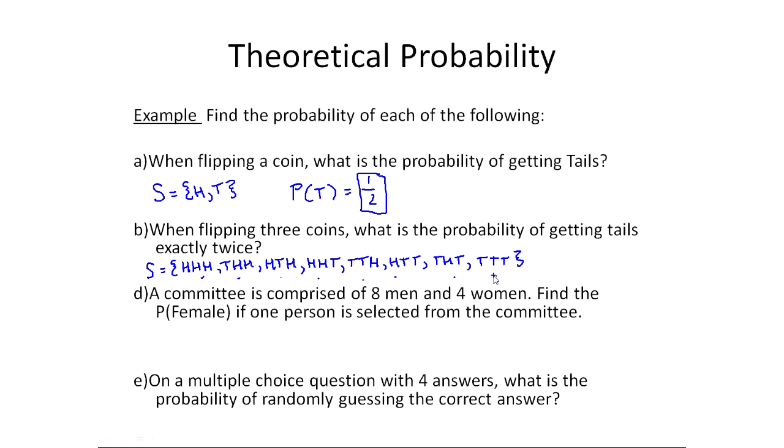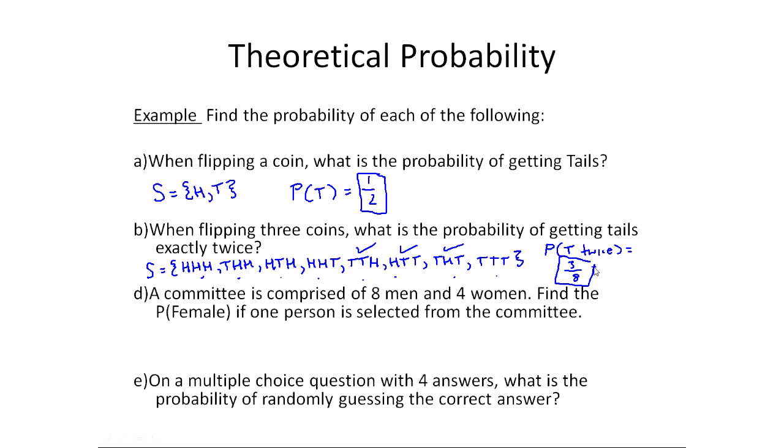So as long as I'm talking about an event out of this that has equally likely outcomes, then I can just go ahead and count. So I can say, okay, well, the probability of getting tails exactly twice will be the number of these events that has tails twice. So that would be this one, and this one, and this one. So that's 3 out of the total number of things in the sample space. So that's out of 8. So again, same idea. Count what's in the sample space, count what's your event.